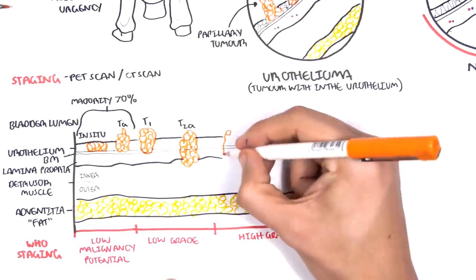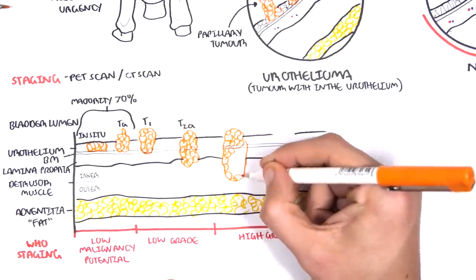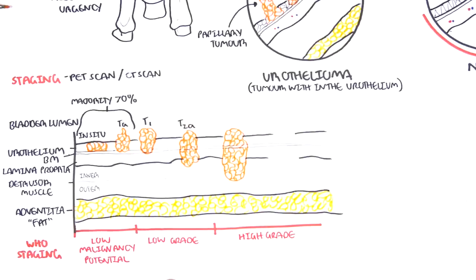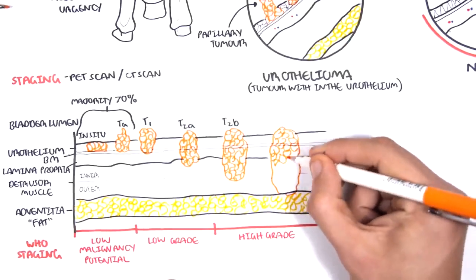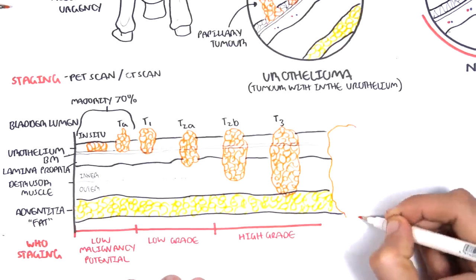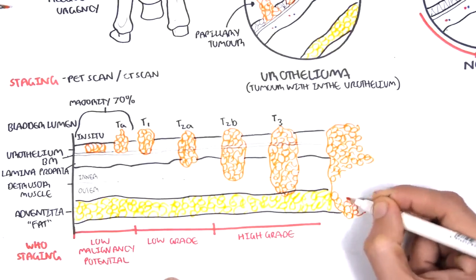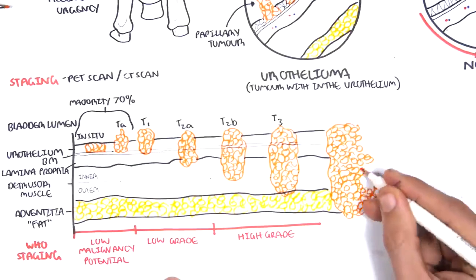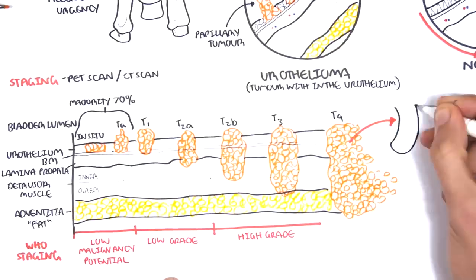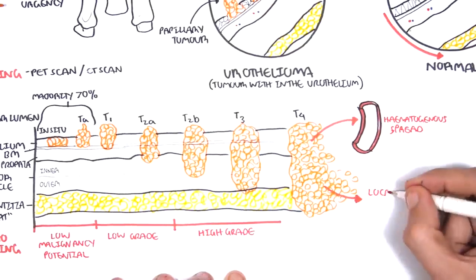The high-grade stage includes T2B, which is where the tumor has extended all the way towards the deep layer of the detrusor muscle. T3 is where the tumor has invaded the perivesical tissues. T4 is tumor invading adjacent organs, or the tissues of those organs. From here, the tumor can metastasize via hematogenous spread, local spread, or lymphatic spread.